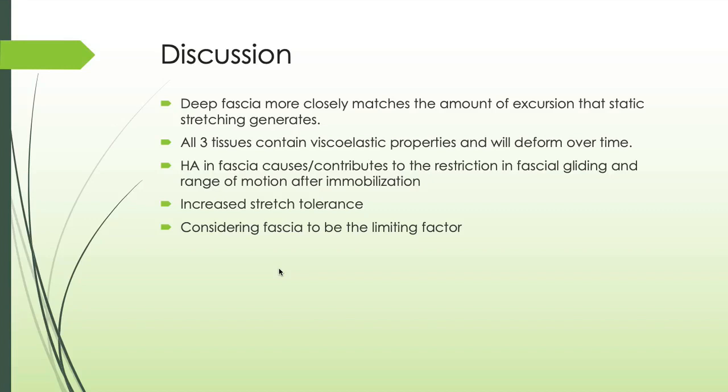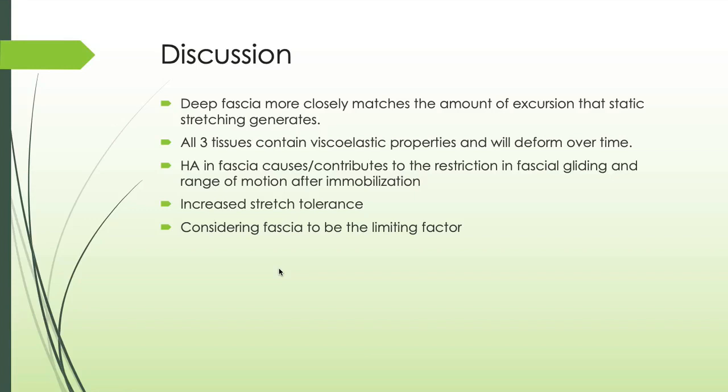All three tissues have viscoelastic properties and will reduce tension over time when stretched to a constant length during static stretching. The presence of hyaluronic acid in the fascia likely forms part of why immobility reduces fascial gliding and range of motion. The results suggest that static stretching can induce an increase in the overall stretch tolerance in the muscle, tendon, and fascia of the anatomical region.